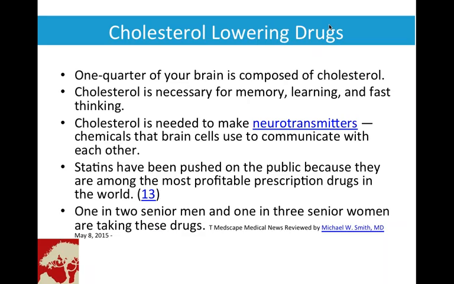Now, where do we get most of our cholesterol from? This is just a quick pop quiz. From food, or do we get it from our own body? That's right, our own body.